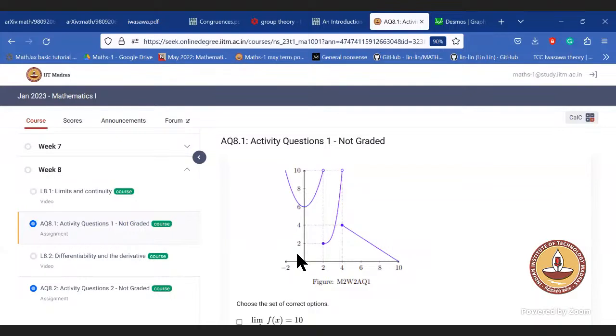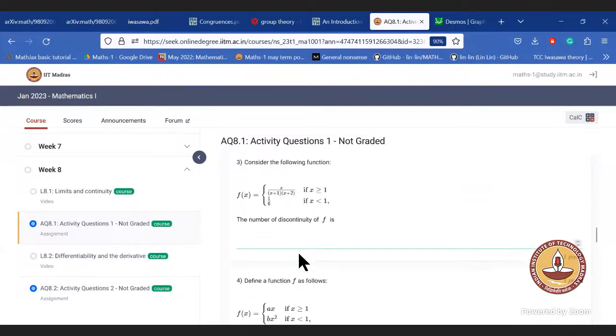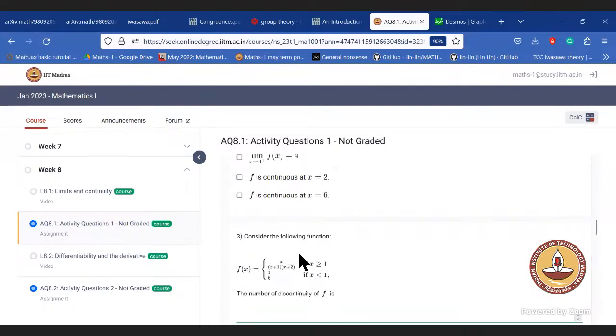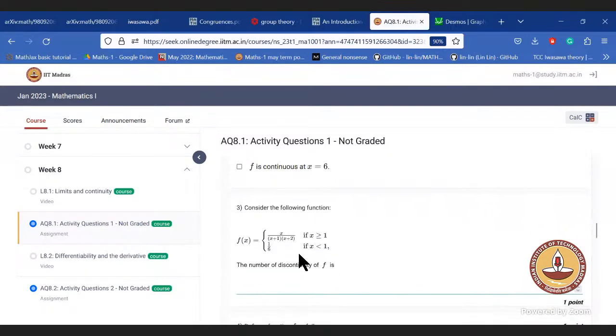Okay, and the third question, sir, in the same thing, activity 8.1, is there a way we approach this problem? Because what I did is I was trying to check the values manually. If x is greater than or equal to 1, then this is x by (x plus 1) times (x plus 2), right?